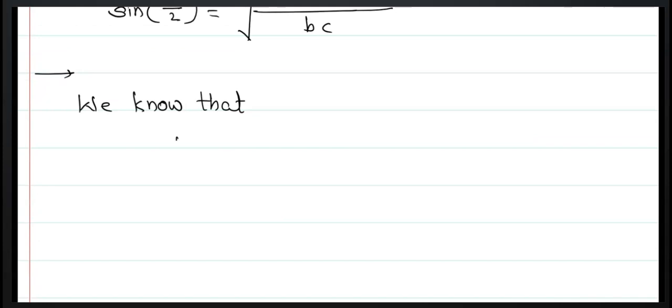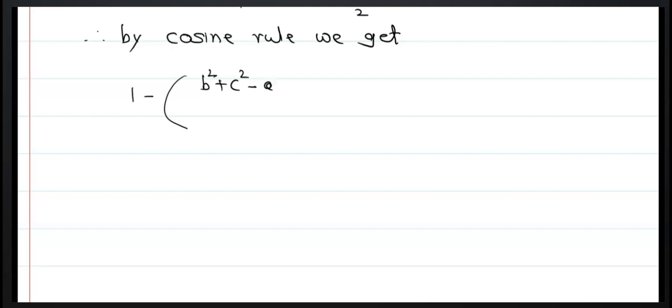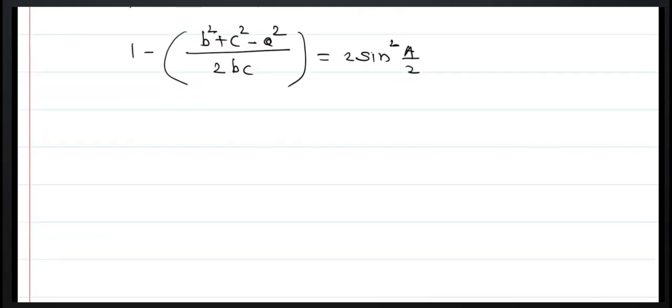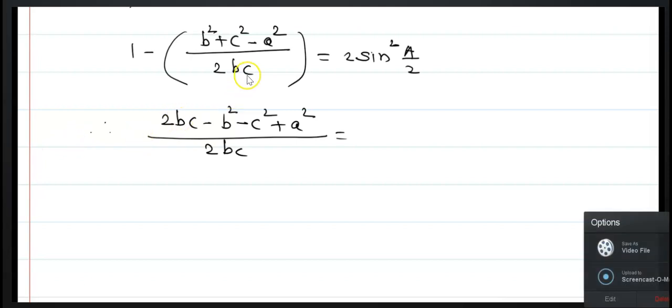This is solved theory. We know that 1 minus cos A = 2 sin square (A/2). Therefore, by the cosine rule, we get 1 minus (b square + c square minus a square) upon 2bc equals 2 sin square (A/2). If we simplify this, 2bc into 1, then you will get (2bc minus b square minus c square plus a square) upon 2bc equals 2 sin square (A/2).